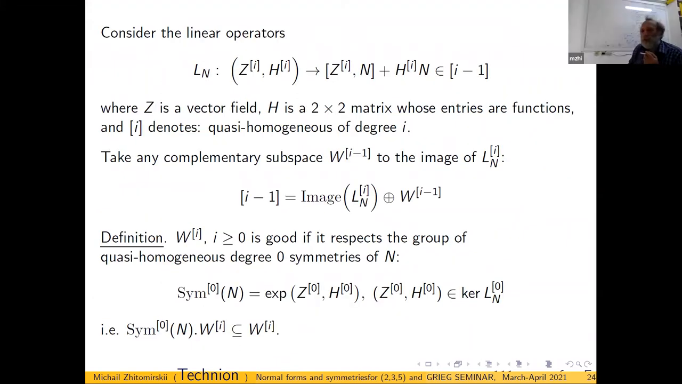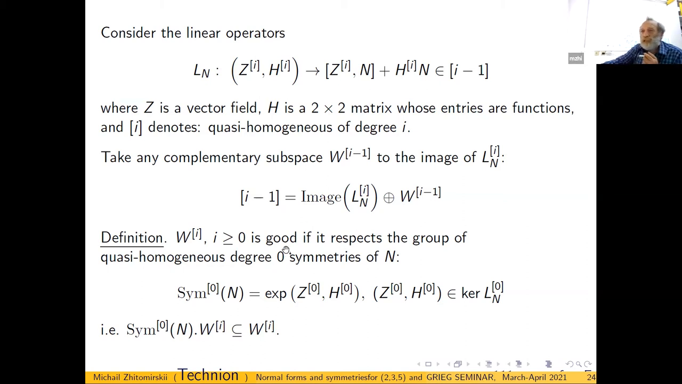Well, so we have quasi-homogeneous degree zero symmetries of the symbol. And now this is the precise definition of what a complementary space is, when it's good and when it's not good. Is it that important to find a good complementary subspace? Well, one can manage without it, but then I do not think that one can have any valuable results, because we will construct a normal form, but it will be very involved and very difficult to use.